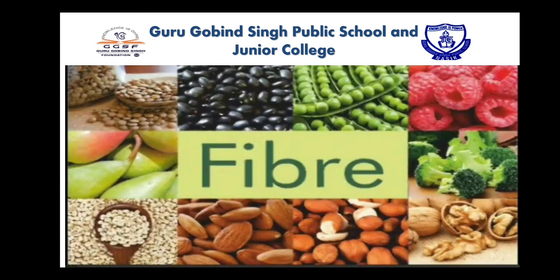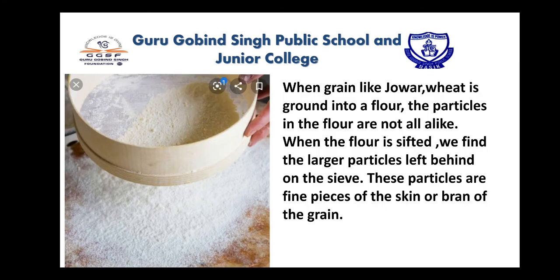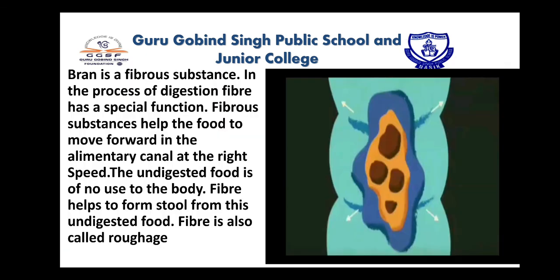Next type of carbohydrate is fiber. So let's see about fiber now. When grain like jowar, wheat is ground into flour, the particles in the flour are not all alike. When the flour is sifted, we find the larger particles left behind on the sieve. These particles are fine pieces of the skin or bran of the grain. Bran is a fibrous substance.